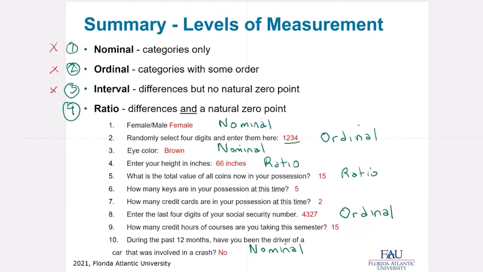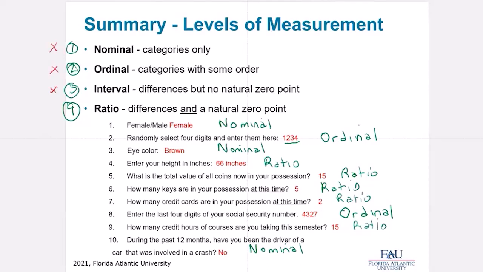How many keys are in your possession? Again, it's a number that's quantitative, but the values mean something. If I subtract them, I can subtract 2 different values. It does have a natural 0 point. I can have no keys. This would be ratio. Same with credit cards, ratio. Same with credit hours, ratio. The only one I didn't have was interval.